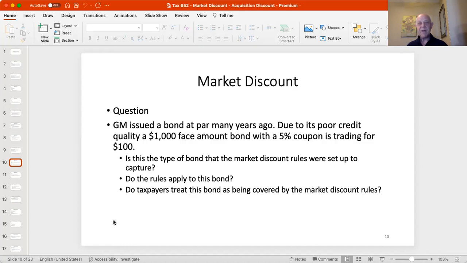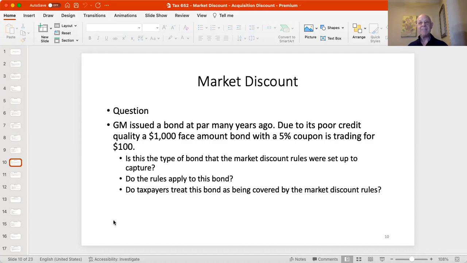Is this the type of bond that these rules were meant to apply to? And the answer is clearly not. These rules were meant to apply to bonds that have gone down in value solely because of changes in interest rates. Do the rules apply to this bond? When you read the code, the answer is yes. The rules do apply to this bond. Do taxpayers treat this bond as being covered by the market discount rules? And there the answer is no.